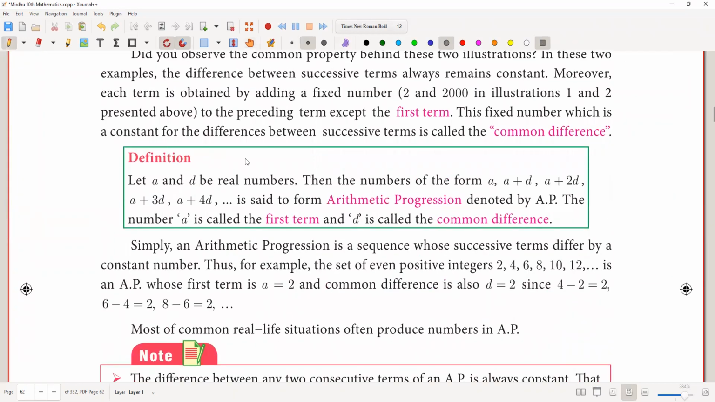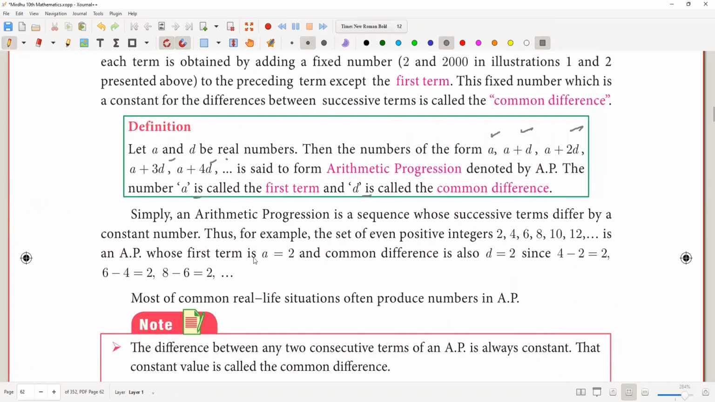So the definition of AP is, let A and D be any real numbers, then the numbers of the form A, A plus D, A plus 2D, A plus 3D, 4D. Here A is called the first term, D is the common difference.